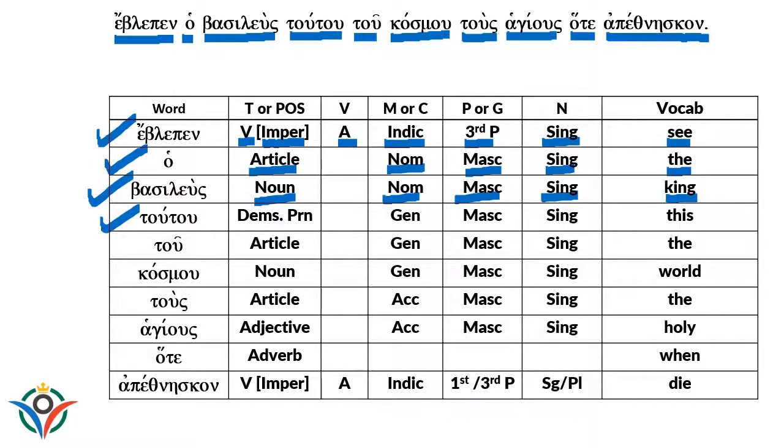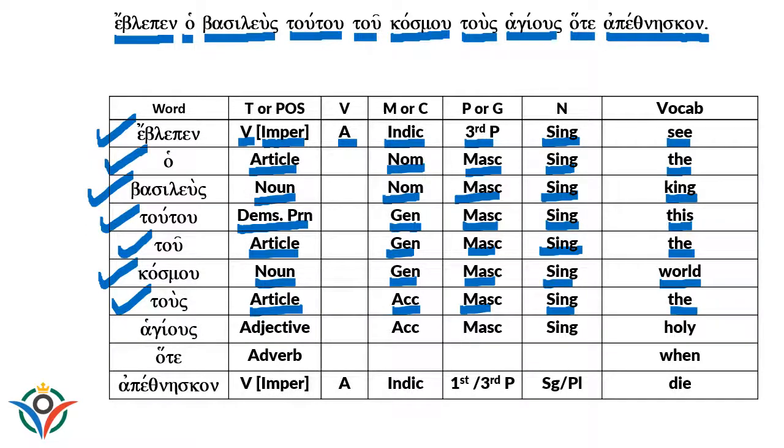Then we have tutu, which is a demonstrative pronoun. It's a genitive case, masculine gender, singular, and it means this. Then we have tu, which is also an article, genitive masculine singular, means the. Then we have kosmu, which is a noun, genitive masculine singular, and it means world. Then we have tus, which is an article, accusative masculine singular, also means the. Next we have hagius, which is an adjective. It's accusative masculine singular, translated as holy.